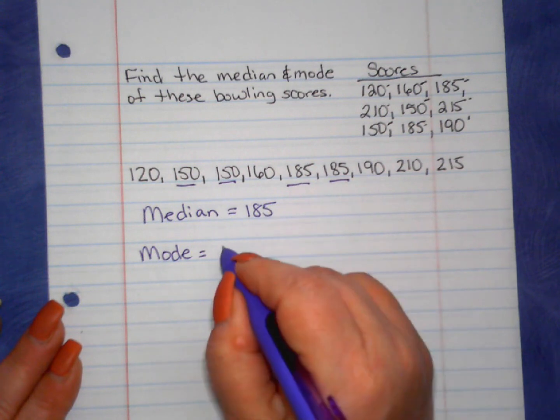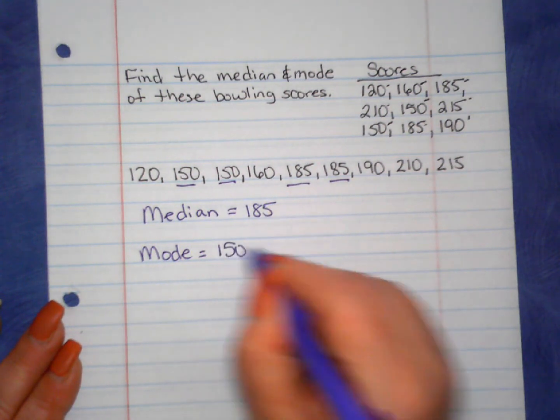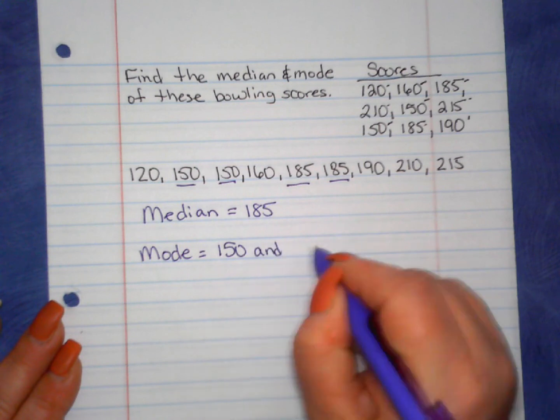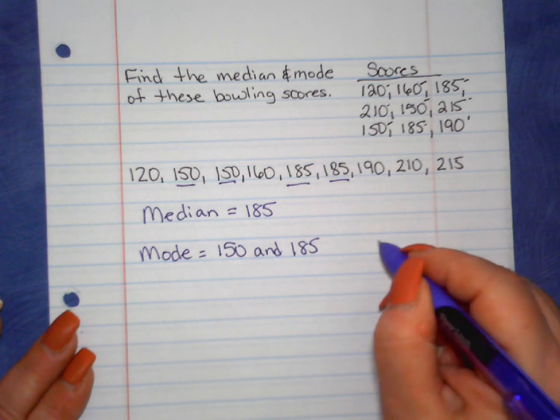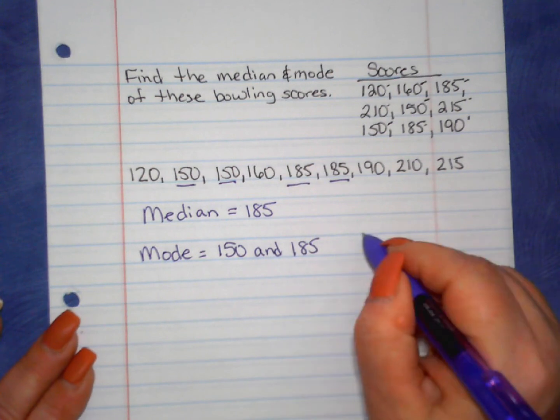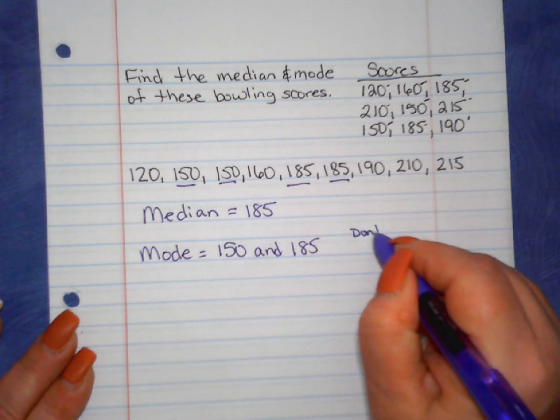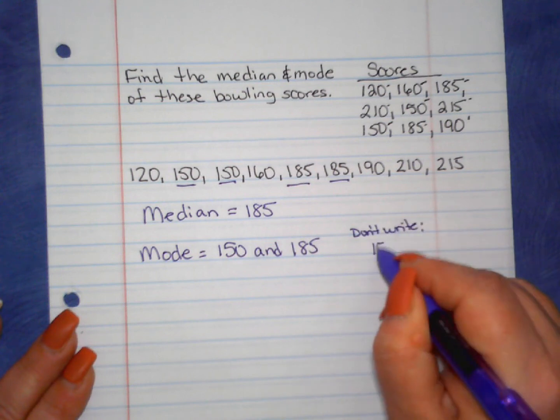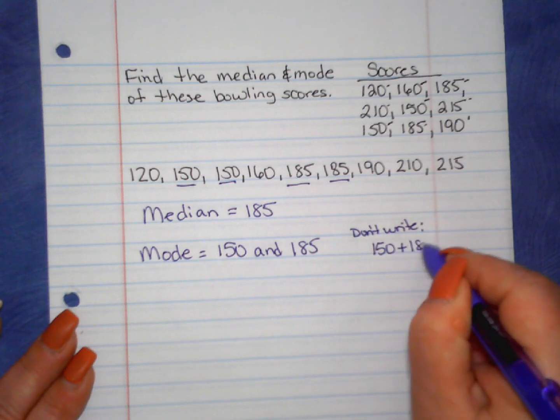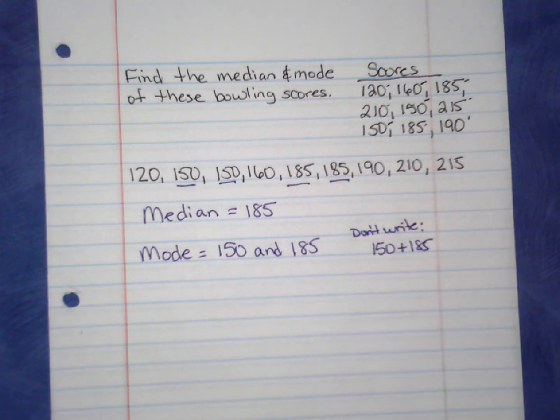So I have 150 and 185. Don't write 150 plus 185. It's 150 and 185, okay? Be careful about that. Alrighty guys, that is your lesson on median and mode for today.